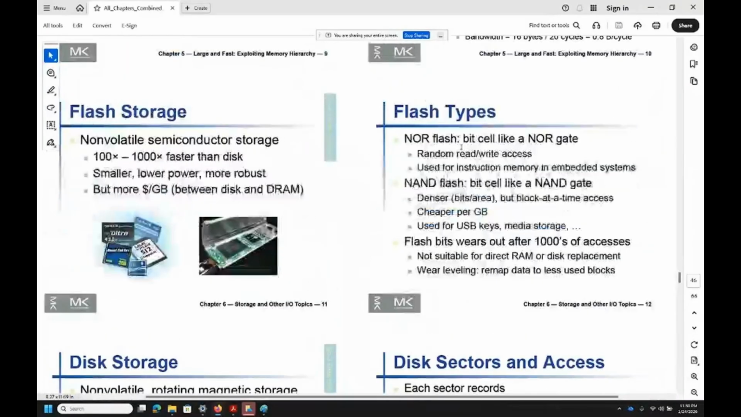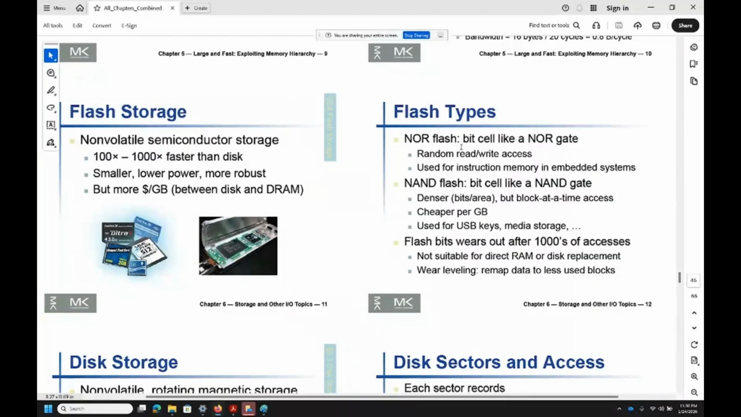So secondary storage is flash. Flash is usually made out of NAND flash, which is bit cells that are like NAND gates. It's non-volatile. These are what your modern day SSDs are made up of. And this is 10x to 100x faster than disk. It's smaller, lower powered, more robust, but it costs more.